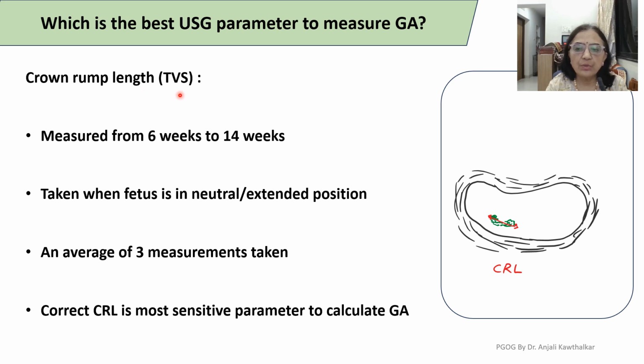By transvaginal sonography, preferably, your accuracy is more as compared to abdominal sonography. Crown rump length is measured from 6 weeks to 14 weeks of pregnancy. It is taken when the fetus is in a neutral or extended position. It is taken 3 times, and the average of three measurements is taken for better accuracy. Crown rump length is the most sensitive parameter to calculate gestational age.